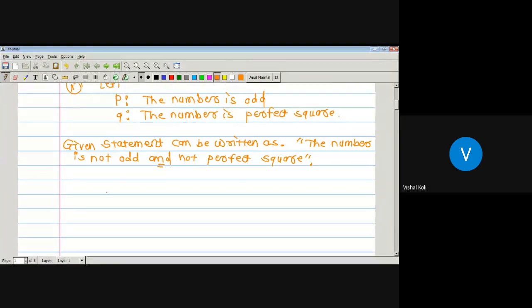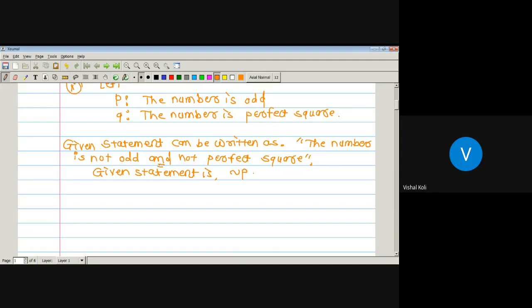So the given statement is: the number is not odd, where P is the number is odd. Statement P is the number is odd, therefore its negation will be the number is not odd, therefore it is negation of P.